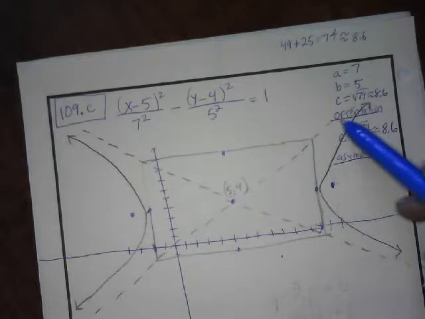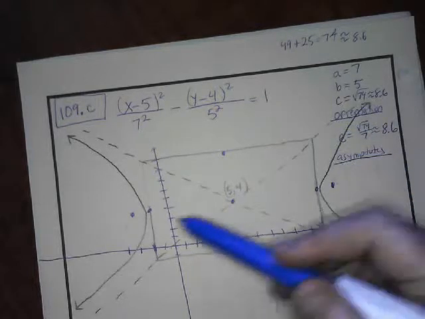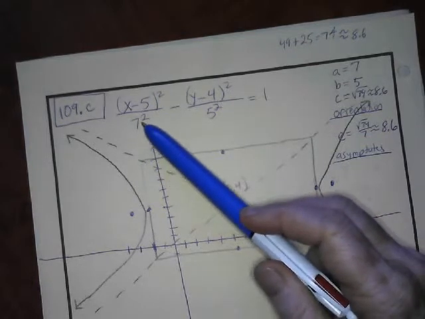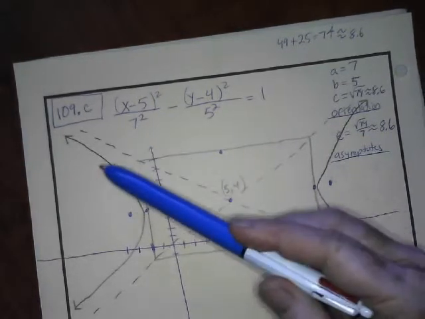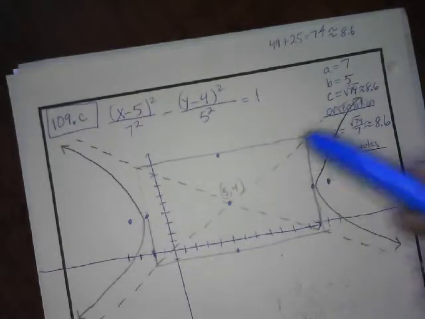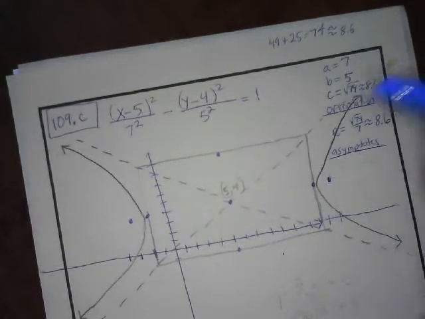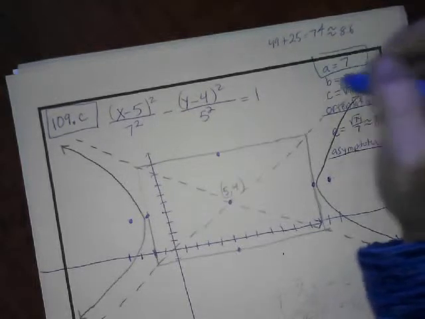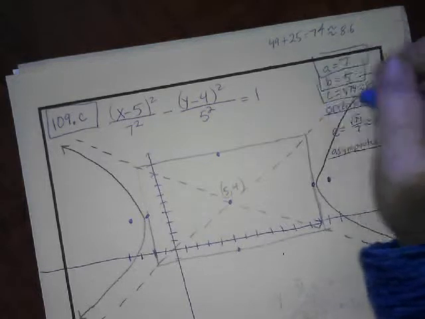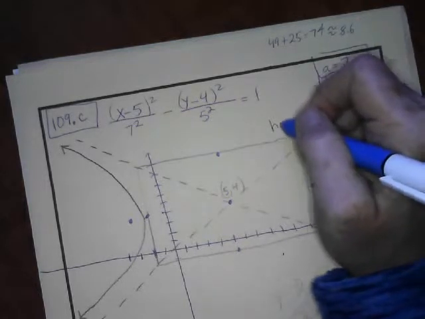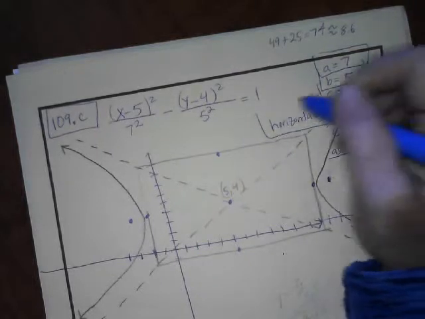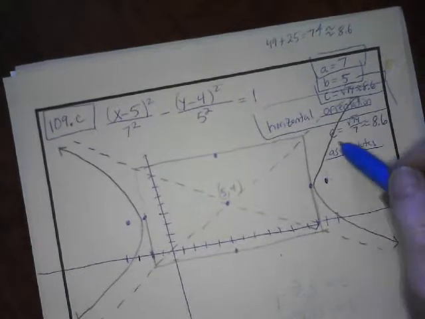E, the orientation. Since it's going out to the sides, the reason it's going out to the sides is because the A is underneath X. So it's going to cross the X-axis at some point. And so that's called horizontal orientation. So all these are answers that you should be writing on your paper, because they're asking you these questions. I'm going to say horizontal orientation. So all these should be getting written down.